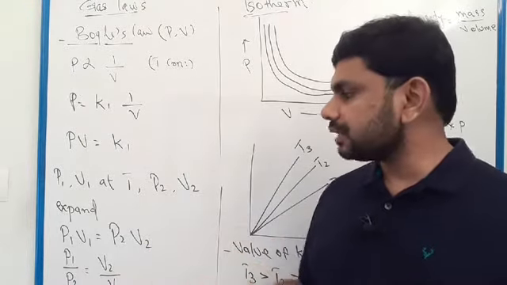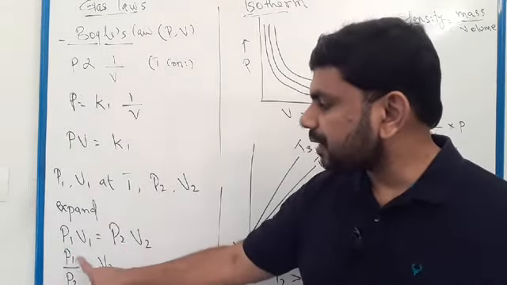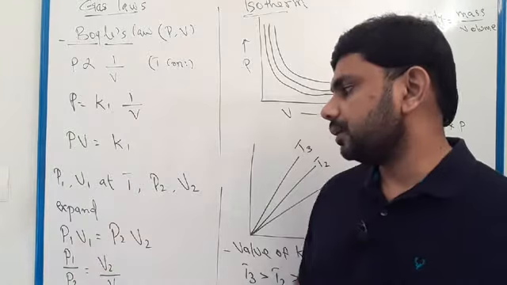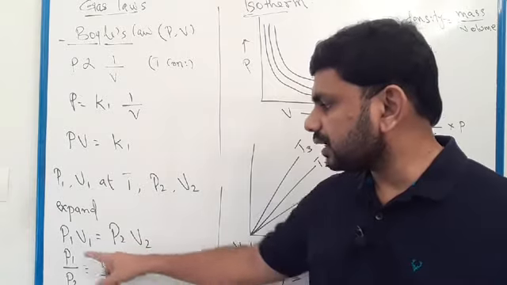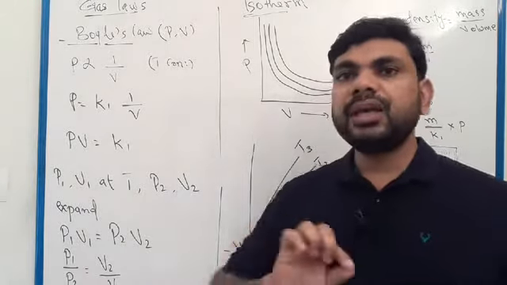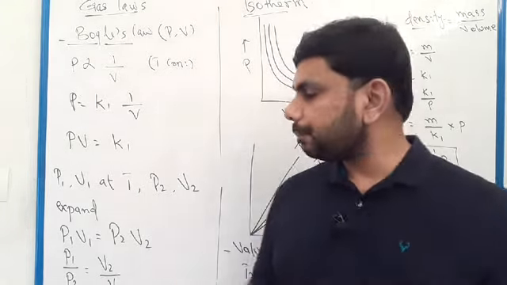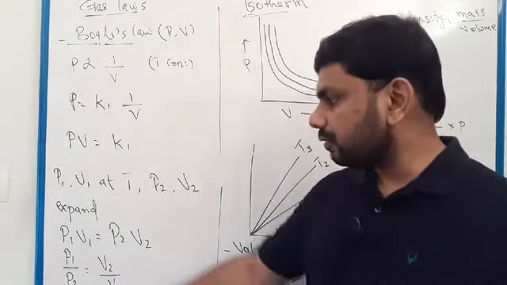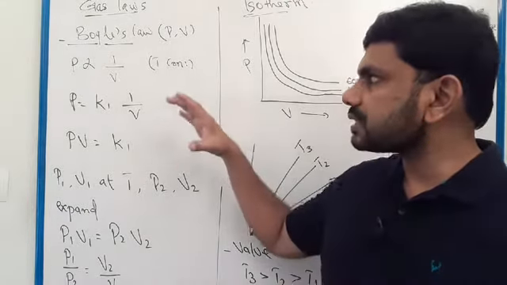You can rearrange this equation. Look here, P1 V1 equal to P2 V2. Bringing P2 to that side, P1 divided by P2 equal to V2 divided by V1. Remember this also. So you got many equations here: PV equal to one constant, P1 V1 equal to P2 V2, and also P1 by P2 equal to V2 divided by V1. If you know this equation, you can write the others from it. Clear? So this is about Boyle's law.